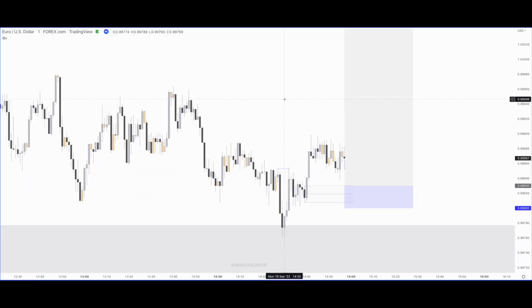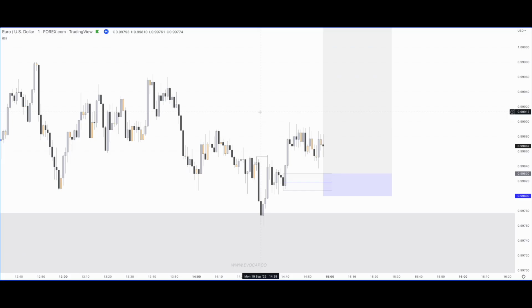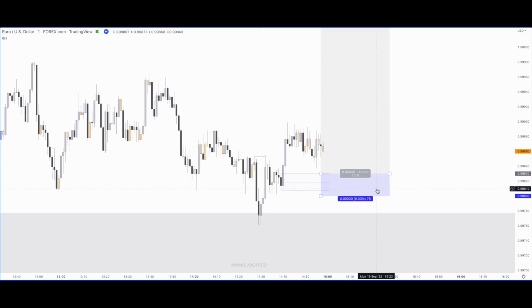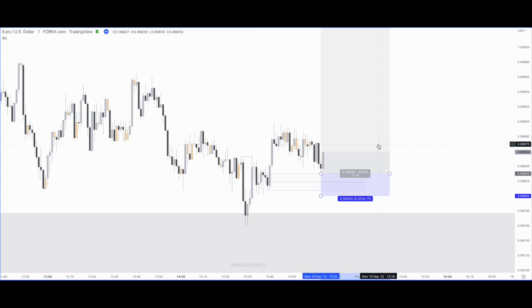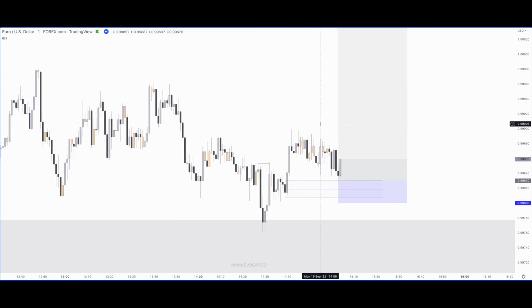So let's just continue with this. Right, so price is correcting. We still have our order set on this 1 minute POI like so. Let's see what happens. Okay, so we would have now been triggered into the trade.